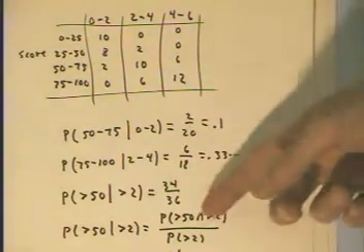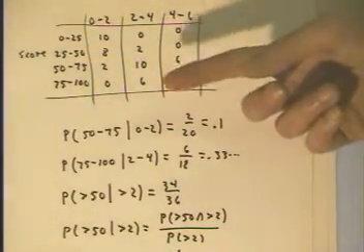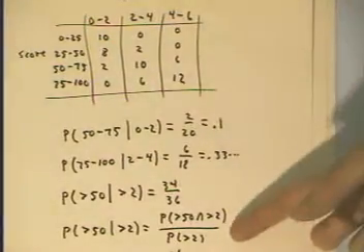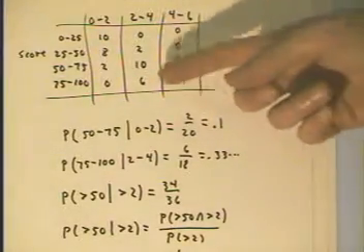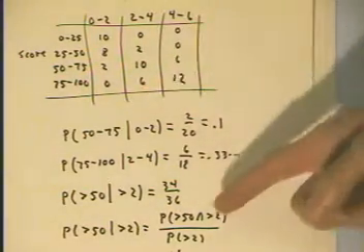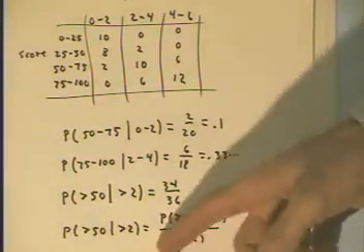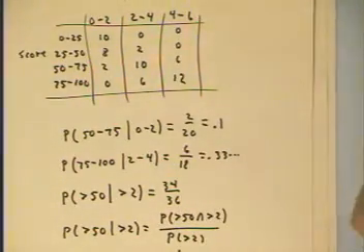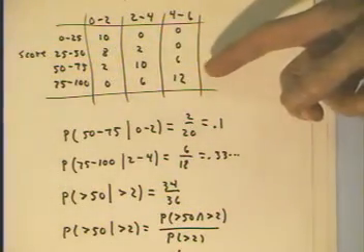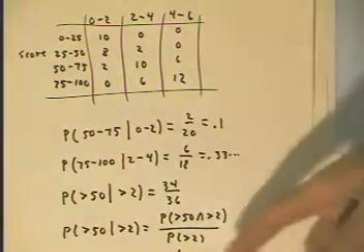Now, what's the probability of making greater than 50 and studying more than 2 hours? Well, if we look at the table, the greater than 50s are in these two rows. The greater than 2 hours are in these two columns, and there are 10, 16, 22, 34 people who made greater than 50 and studied more than 2 hours. Divide that by the probability of studying more than 2 hours. Well, we saw that there are 36 people who studied more than 2 hours.